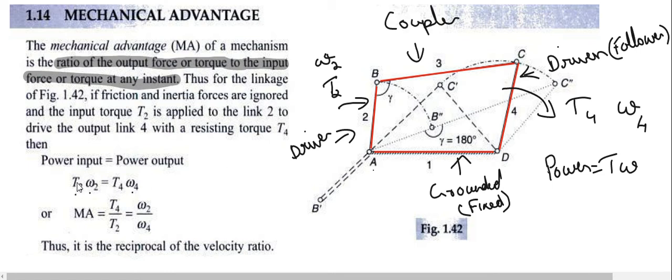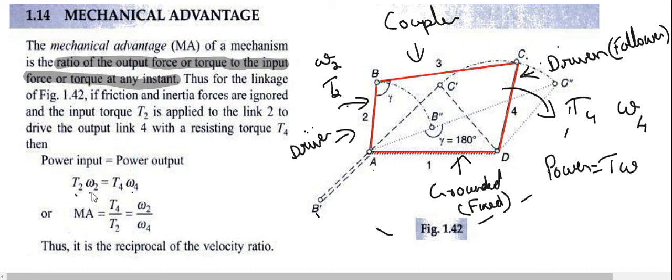So this C, C dash and all those positions are just shown to highlight where the position is when this mechanism rotates like this. So C comes to C2 dash and then comes to C dash and comes to there. B goes to B2 dash and comes like that. That is how the rotation works. I think you know how the 4-bar mechanism works.